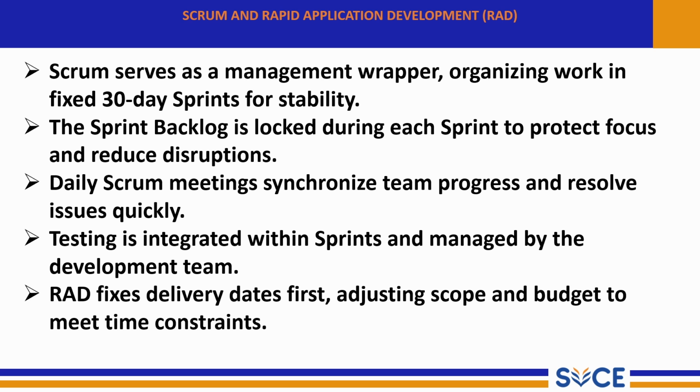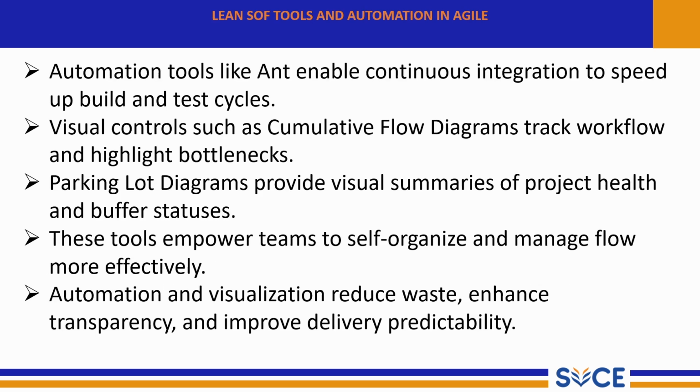So overall, Scrum ensures disciplined teamwork and predictable delivery, while rapid application development focuses on fast delivery through time boxed development. The next topic is lean software tools and automation in Agile.